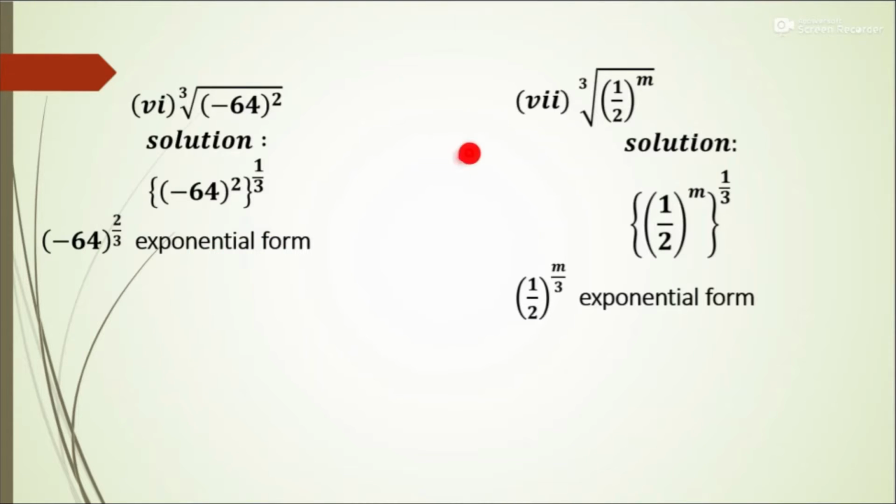Now question number 7, 1 upon 2 to the power m, and the root is of power 3. Solution: first of all we will change the root of 3 into 1 upon 3, and the number inside the root we write the same as it is. Now multiply m by 1 upon 3, we can write the exponential form as m upon 3. So 1 upon 2 to the power m upon 3 is the exponential form.